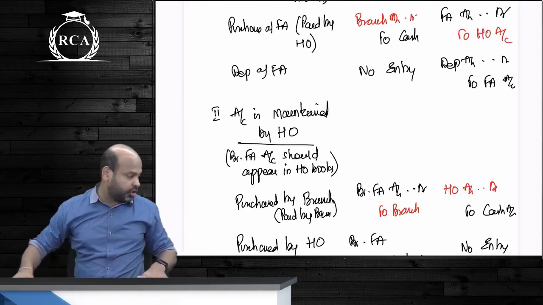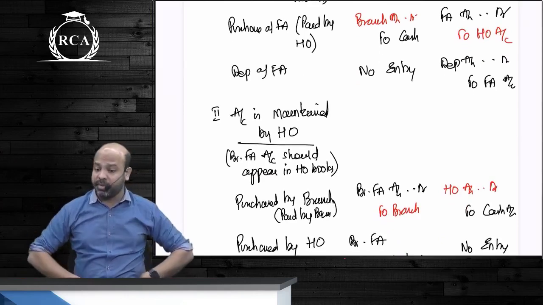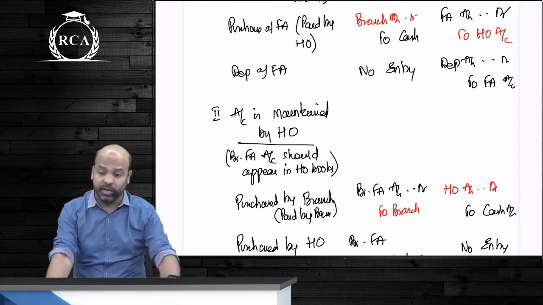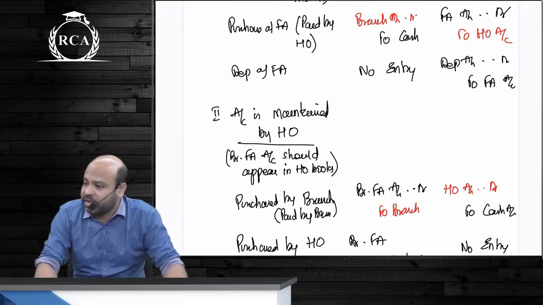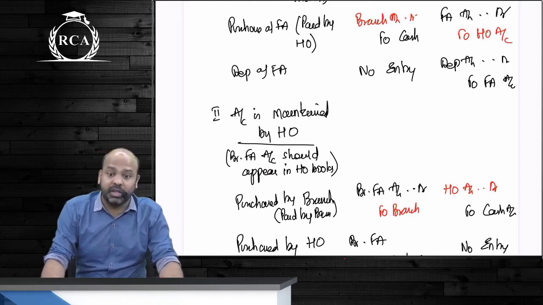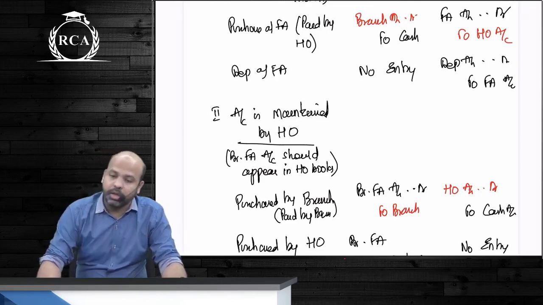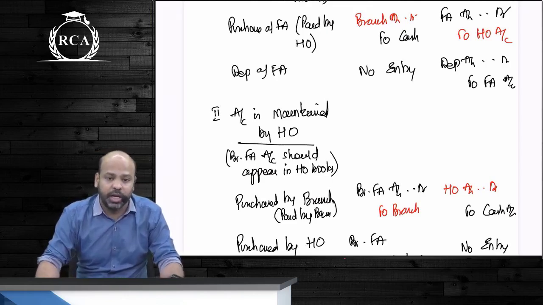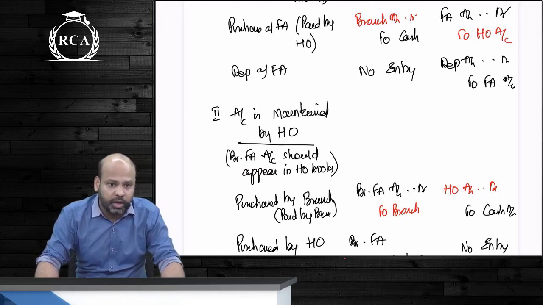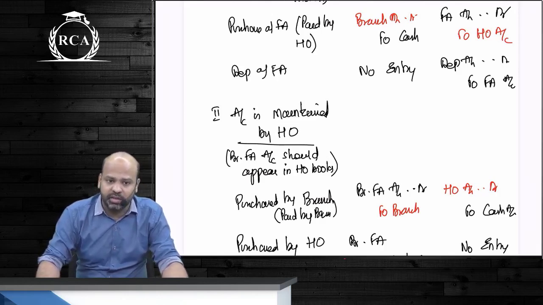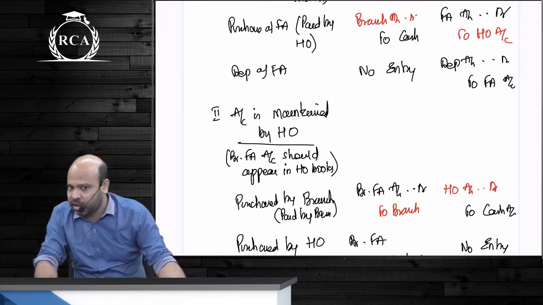Now, the most important thing I told you for adjustment entries, guys, is goods in transit and cash in transit. If there are any in transit items at the year end, who should record it? The one who's at the receiving end should record such in transit items. Usually for goods in transit, branch will be at the receiving end. Usually for cash in transit, head office will be at the receiving end.